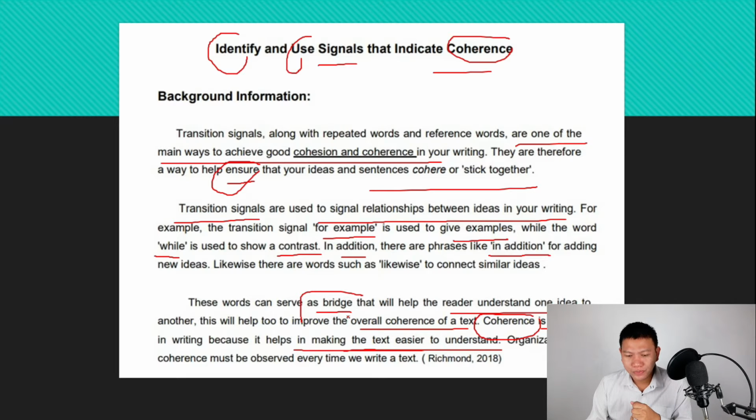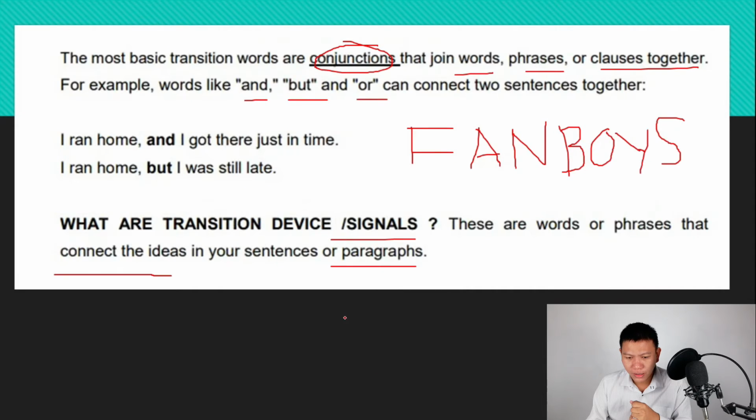Now, in your module, you have this one. Examples of transition signals are conjunctions. I don't know if you could remember what you learned when you were in elementary, the mnemonic FANBOYS. These are examples of coordinating conjunctions. So these are words that join words, phrases, or even clauses together. F stands for, and, nor, but, or, yet, so. So these are conjunctions that connect or join words together, phrases together, clauses together. So what are transition devices or signals?